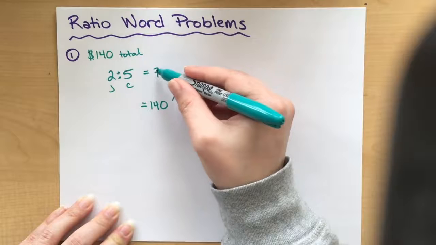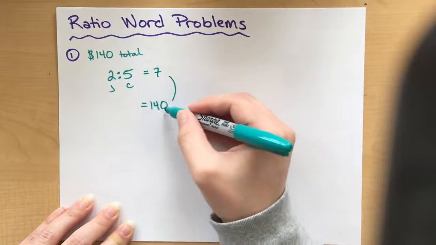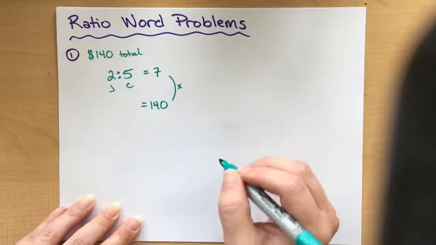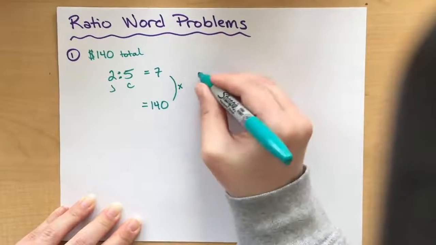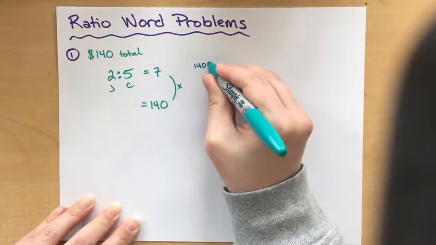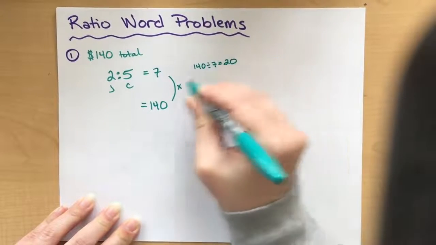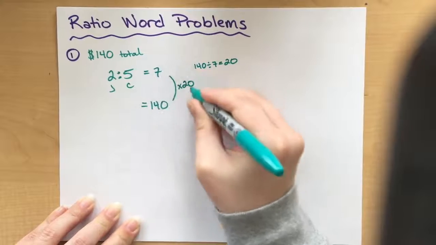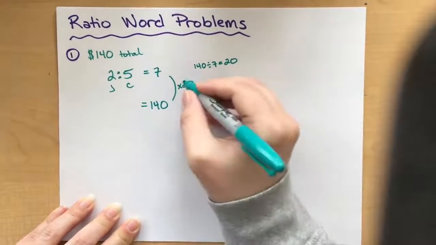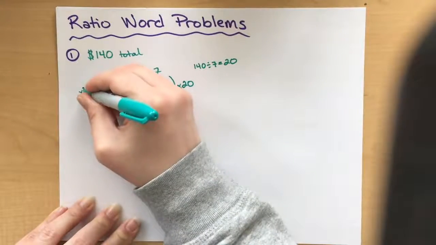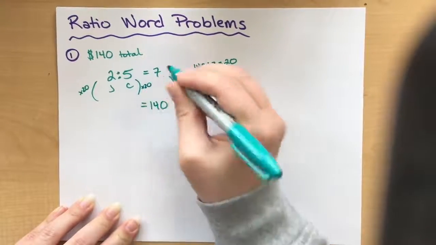Okay, so I need to get to a scale factor from 7 to 140. So that number is getting bigger. I know I'm multiplying here. So to figure out what the scale factor is, I can do my 140 divided by the 7, which is going to equal 20. So I timesed it by 20. 7 times 20 gets me to 140. What I do over here, I also have to do to my ratio. So times 20, times 20.